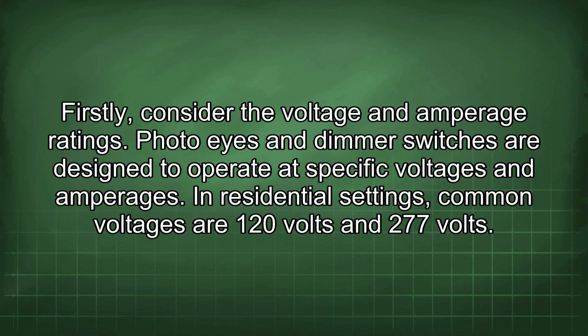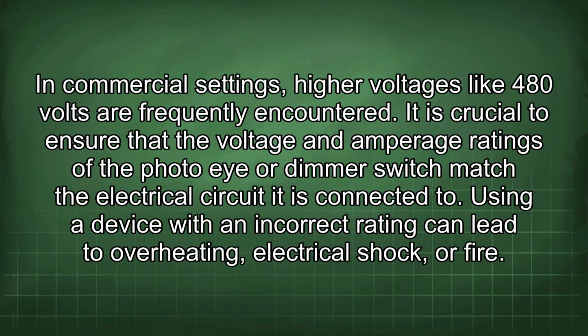Firstly, consider the voltage and amperage ratings. Photo eyes and dimmer switches are designed to operate at specific voltages and amperages. In residential settings, common voltages are 120 volts and 277 volts. In commercial settings, higher voltages like 480 volts are frequently encountered. It is crucial to ensure that the voltage and amperage ratings of the photo eye or dimmer switch match the electrical circuit it is connected to. Using a device with an incorrect rating can lead to overheating, electrical shock, or fire.